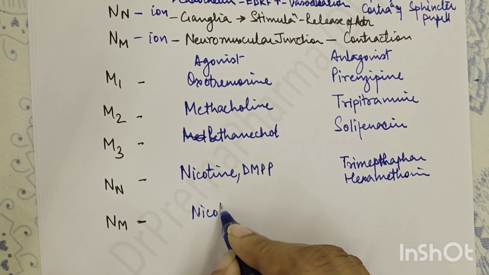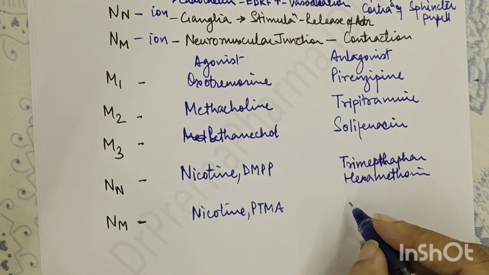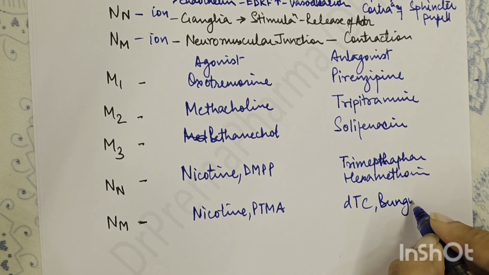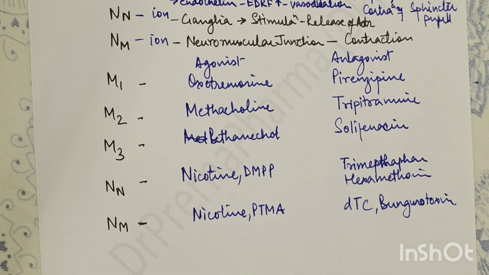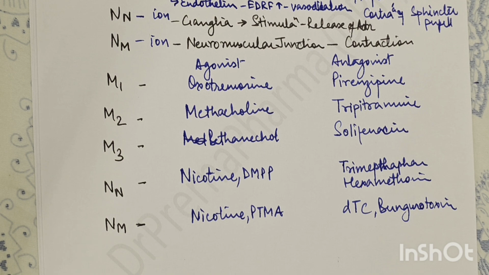The agonists for the NM receptor are again nicotine and PTMA, and the antagonists are D-tubercularic and bungarotoxin. Okay, so these are the various agonists and antagonists on the muscarinic and nicotinic receptors.